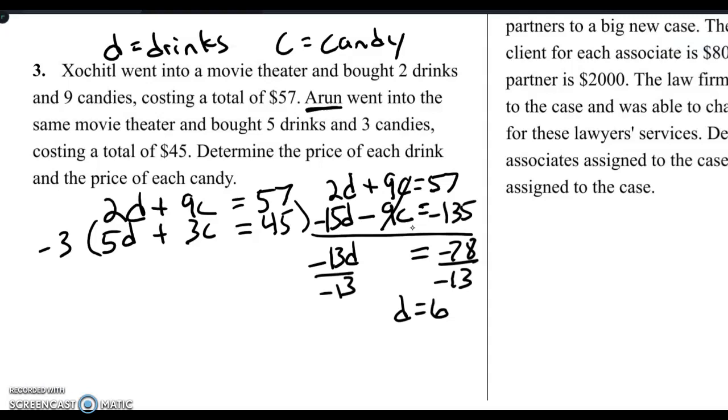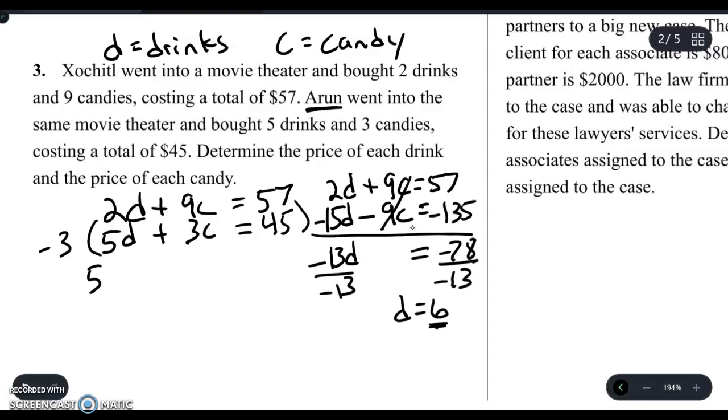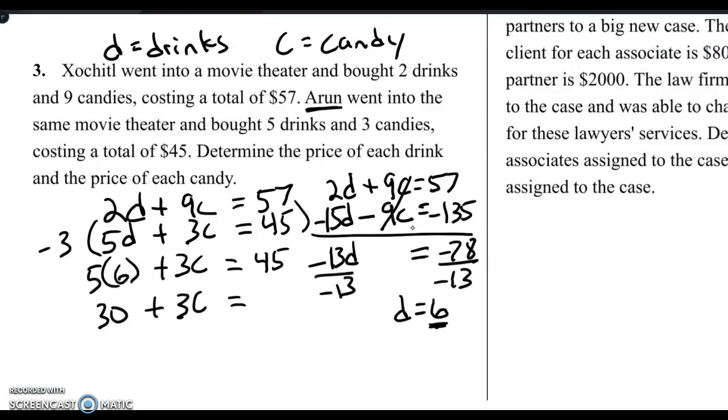So drinks cost $6 each. Now we're going to figure out how much the candies cost. So I'm going to take this and plug the 6 into either one of these. I'm just going to plug it into the one on the bottom here. So I got 5 times 6 plus 3C is equal to 45. You get 30 plus 3C is equal to 45.